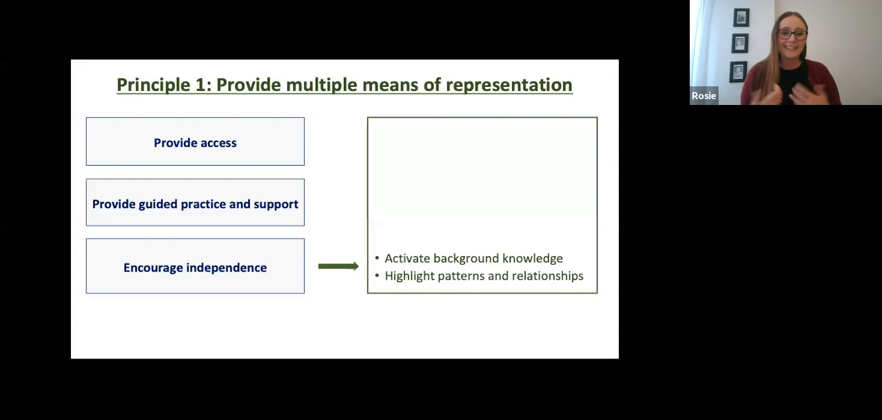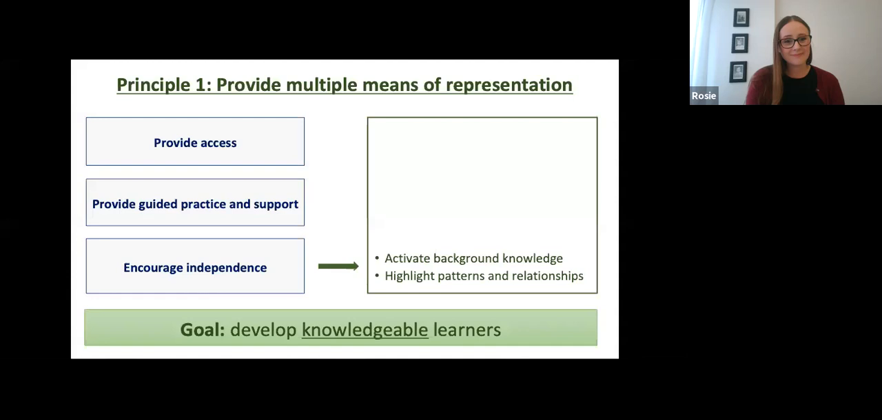So on the next slide, can you go back? I guess I forgot the goal. The goal is to develop knowledgeable learners. While we're developing these knowledgeable learners, we're also teaching them autonomy, right? We're teaching them who they are as learners and how to describe who they are, because they're going to be able to find the ways in which they thrive in the classroom, the ways in which they're actually really able to attain the information.